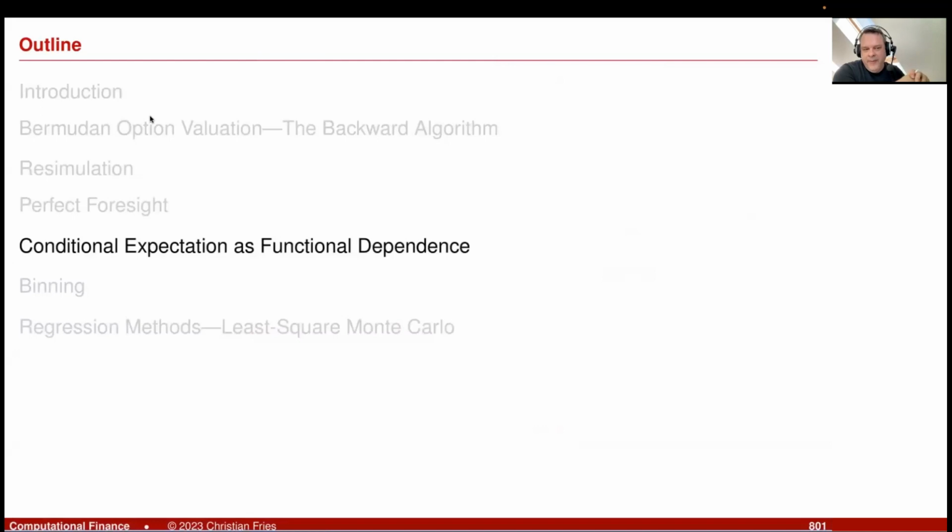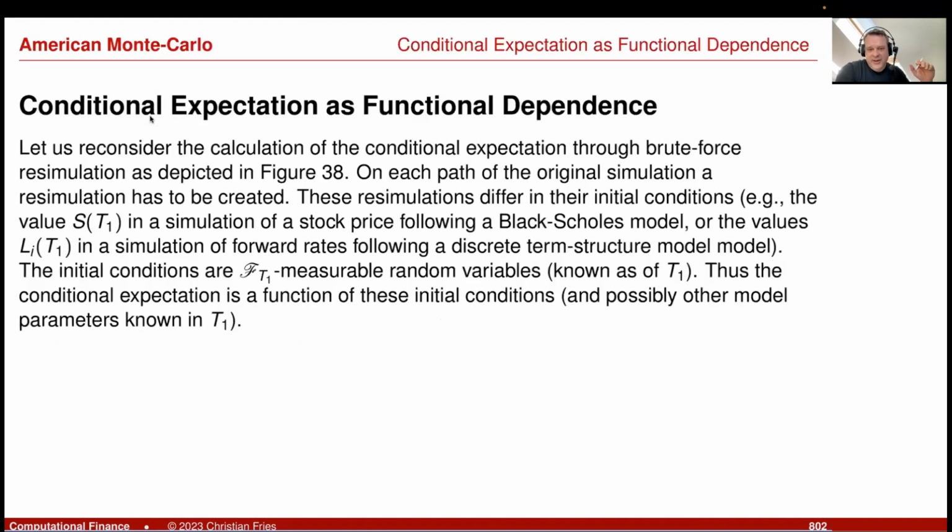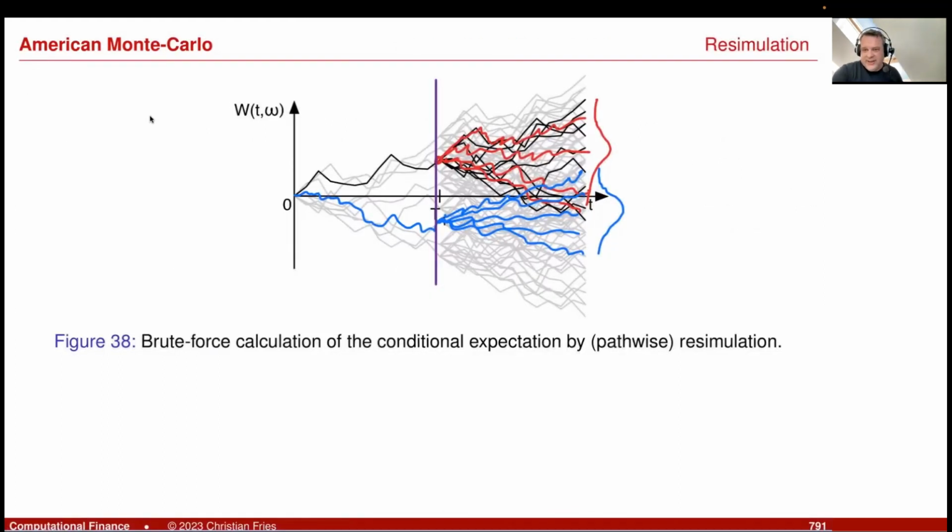So this is now an important next step. I can interpret the conditional expectation as a function that depends on some other random variables. It's a functional dependence. So based here maybe on the figure that we had for this resimulation, we already got this intuition that we can express the conditional expectation as something that depends here on this value where we arrive in time T1.